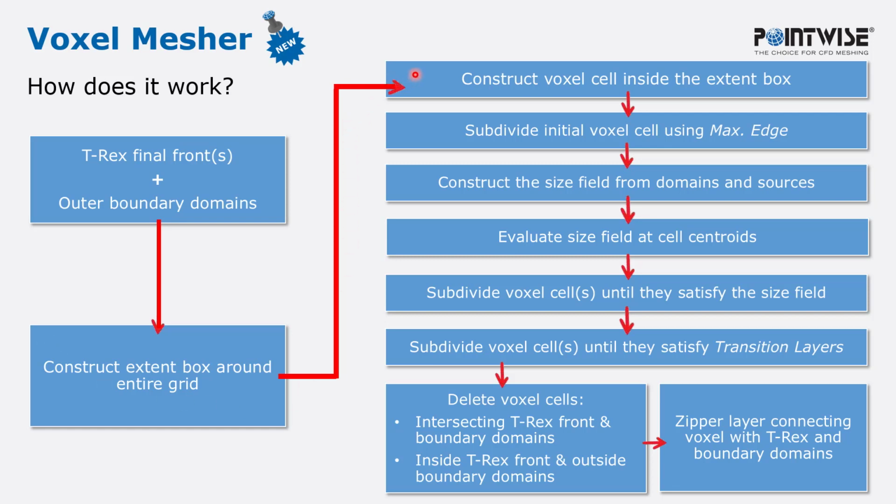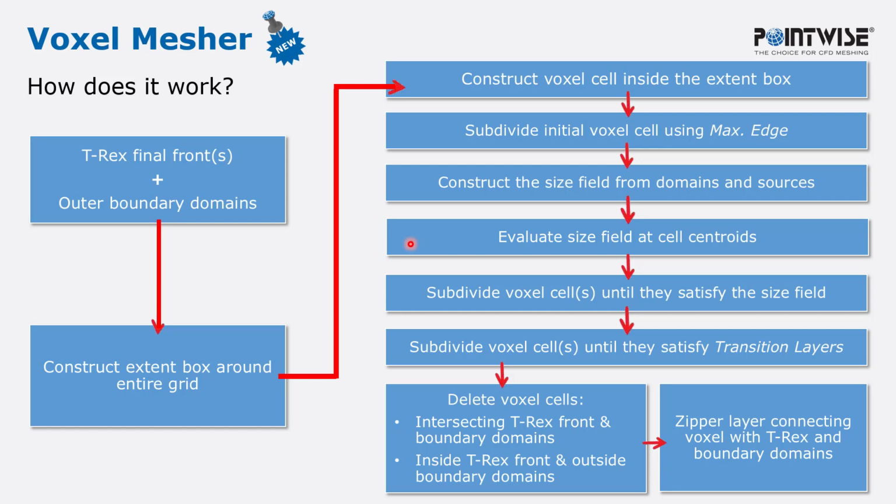The next thing the voxel algorithm is going to do is to construct the voxel cell inside the extend box. Then it's going to subdivide the initial voxel cell using the define max edge parameter. After that, it's going to construct the size field from domains and sources. In our case, there are no sources in this particular problem. The only thing that is going to affect the size field are all the domains involved.